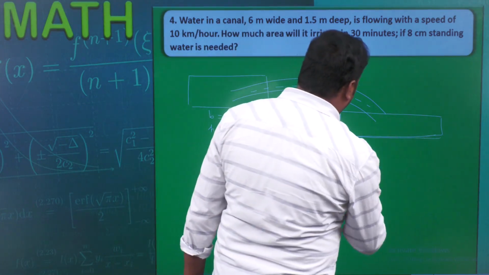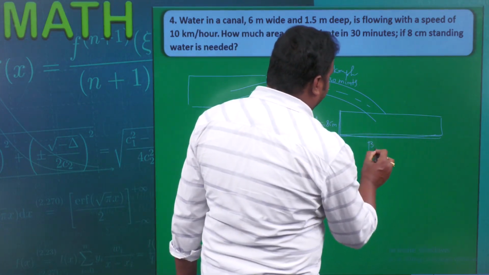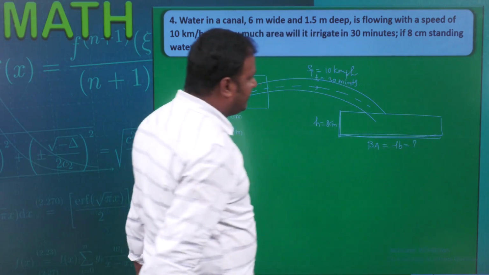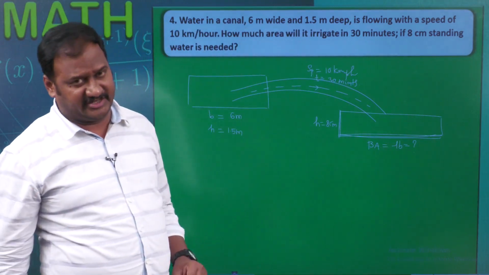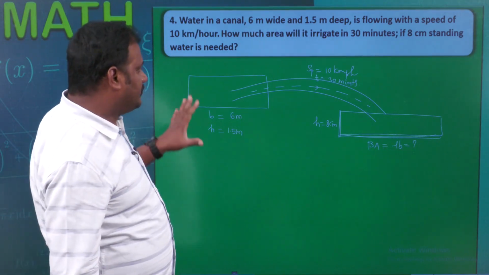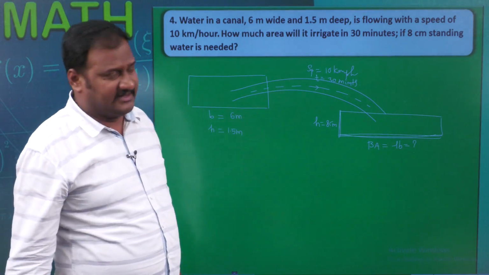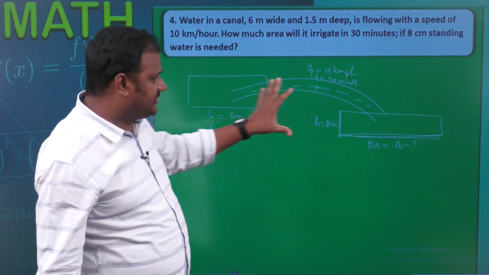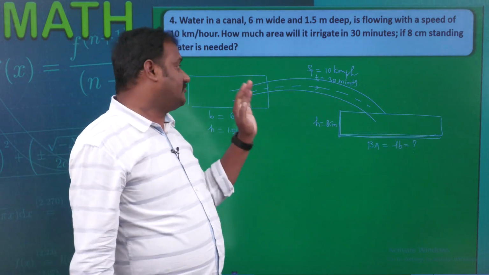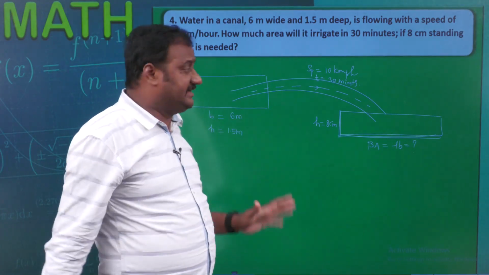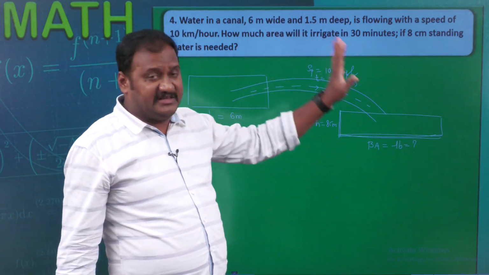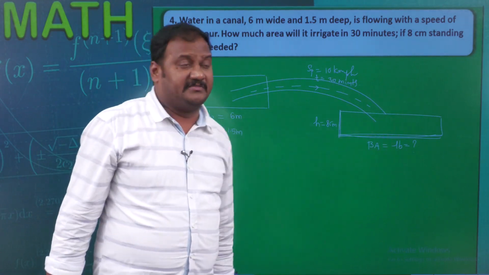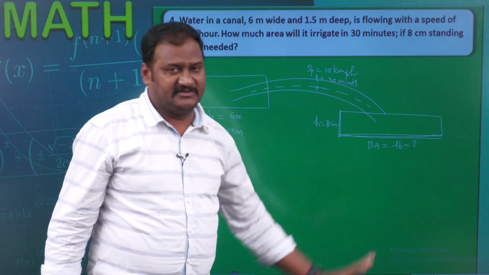How much area will it irrigate means, what is the base area? Base area is equal to length into breadth. This is clearly the information given in the problem. Water is flowing from one place to the other place. Whatever quantity of water is displaced from here will be stored here. Means volume of this water is equal to volume of this water. Means volume of this canal is equal to volume of this canal.